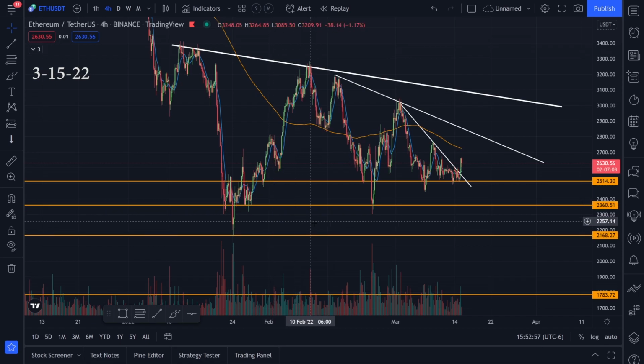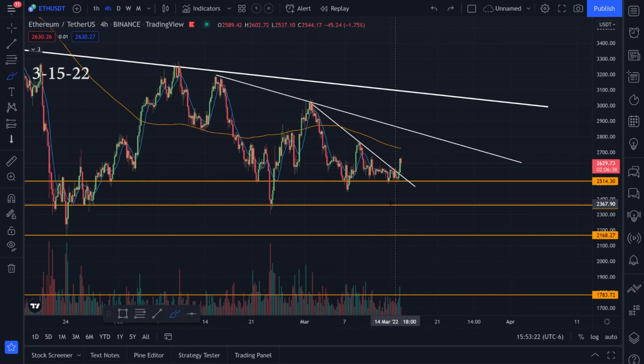But anyways, this is what I've been looking at. I've been watching these orange horizontal lines, which are the previous bottoms on the 4-hour time frame. We got support on all these spots right here. The bottom one is sitting around 2,168, then this one is sitting around 2,360, and then we have this horizontal line sitting at around 2,514.